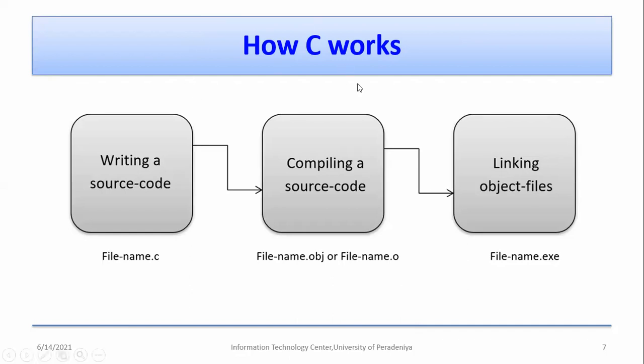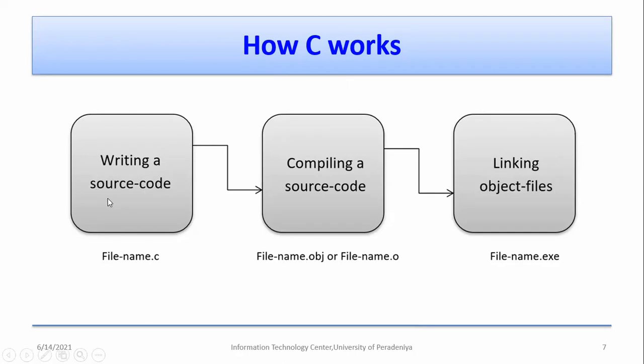So this is how a C program works. Once you write the source code, you have to compile it. During compilation, it checks for syntax errors. And then when you run it, the compiled code is linked with the object code and executed by the computer processor. I'll explain again.